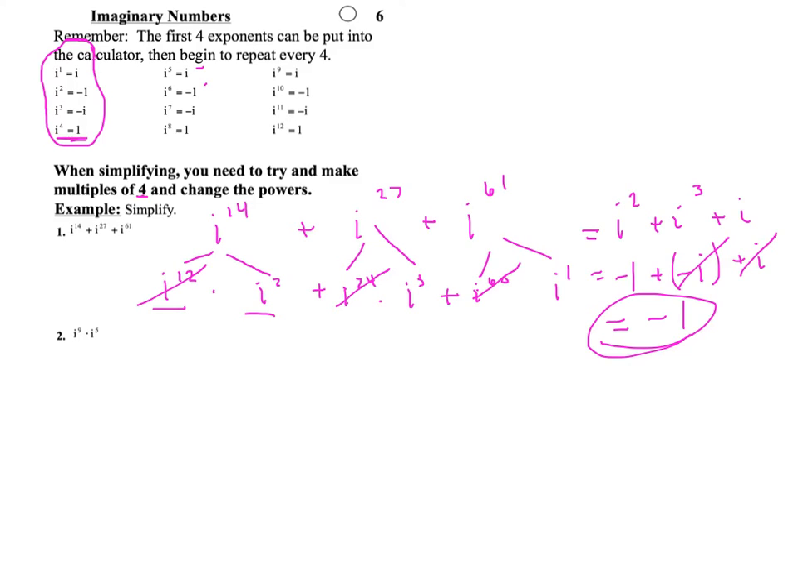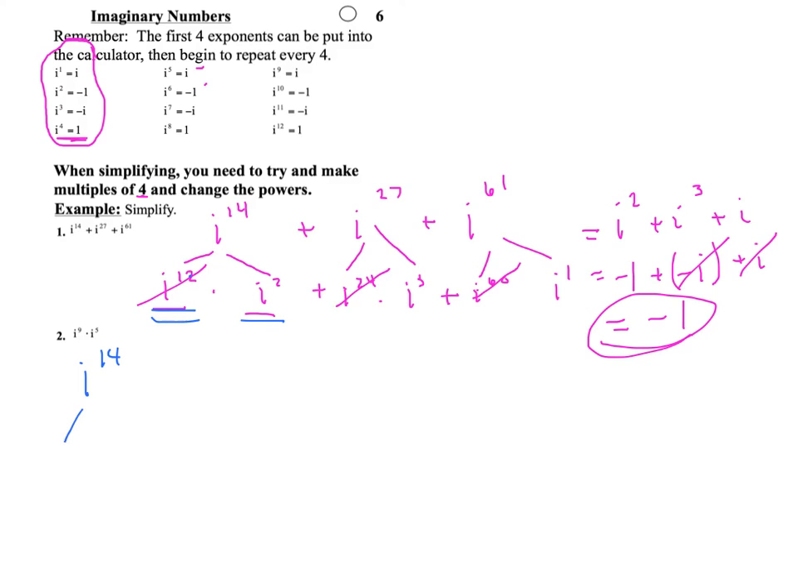If I want to do the product of 2 i's, as we did up here, when you multiply with the same base, you add your exponents. So i to the 9th times i to the 5th would give me i to the 14th. And actually, we just did it.